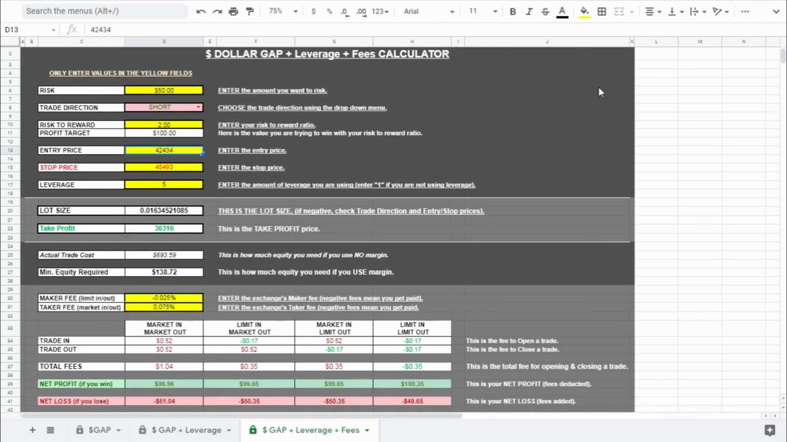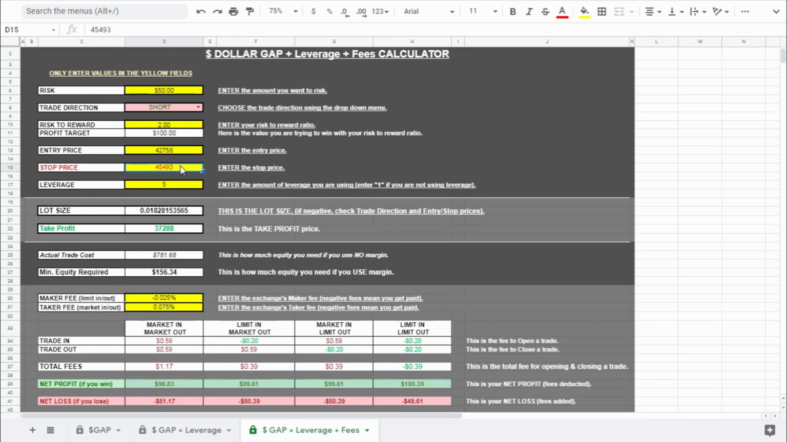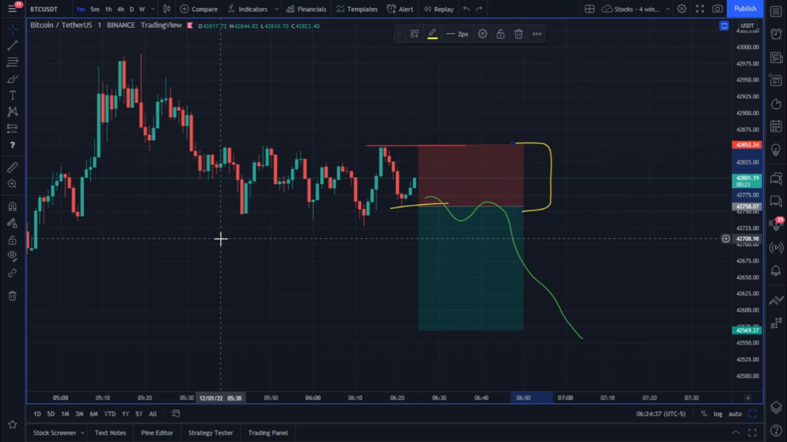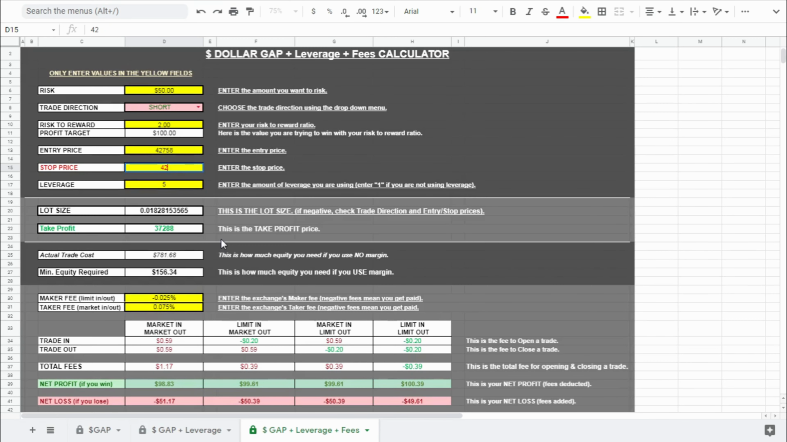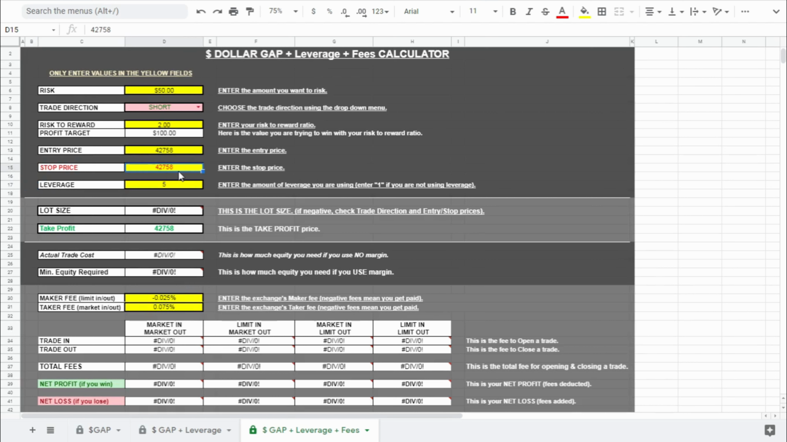42758. Stop price. All right. Leverage can stay whatever it is. Oh, what have we done? We've repeated something. Stop price is 42,852. Sorry, 42,852.